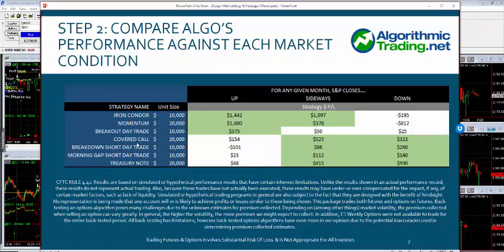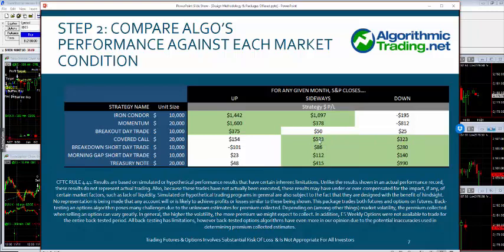Let's look at the covered calls now. So the covered call also does the best during sideways market conditions, but it also does good when the market's going lower. The reason why it does better in sideways is only because it places more trades.